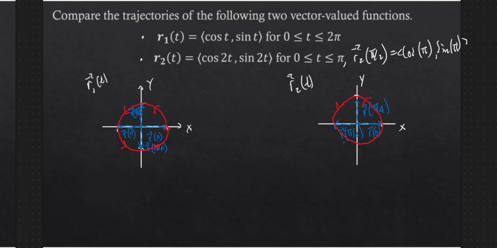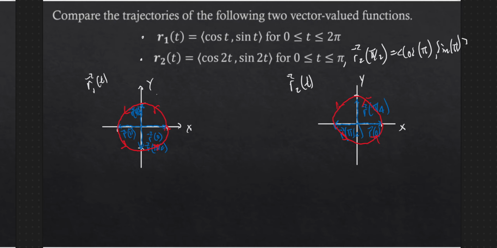It's going in the same direction. It's the same circle, but we're covering that circle in half of the time. So let's compare the arc lengths. What do you think? How is the arc length function for R1 going to compare to the arc length function for R2? And then what is going to be ds dt for each of these?